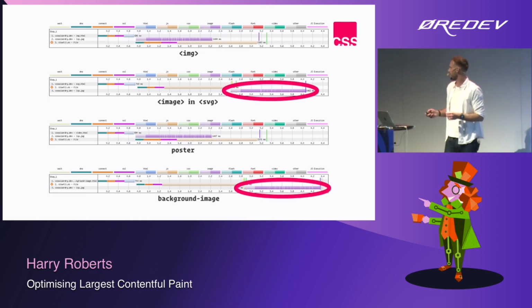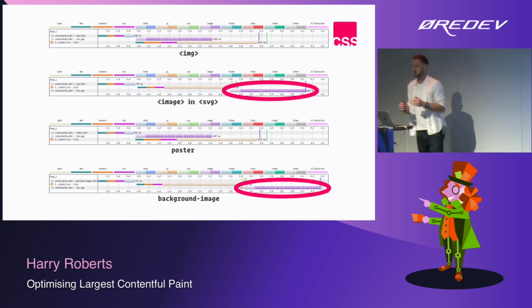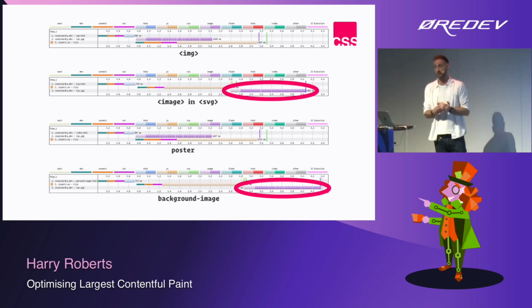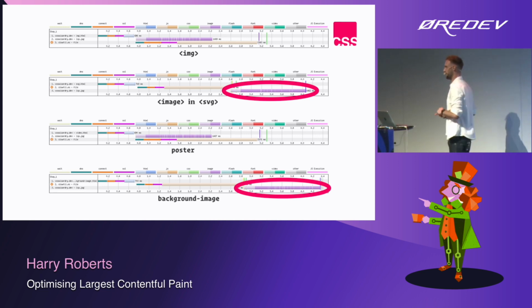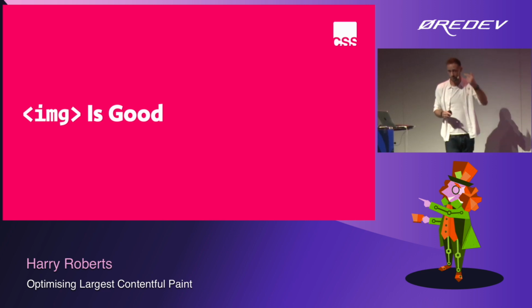Conversely, if we look at image in SVG and background image, we get the exact opposite behavior. The image is not discovered until the moment the script is finished. We completely lose any parallelization, and things get really slow. I'll explain why this is in a second. But for now, we'll look at why image is so good.